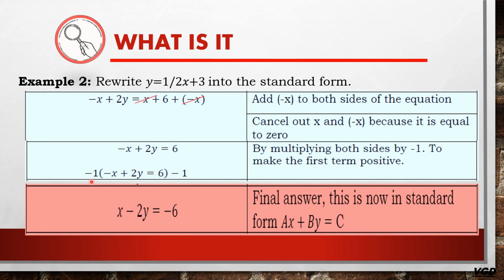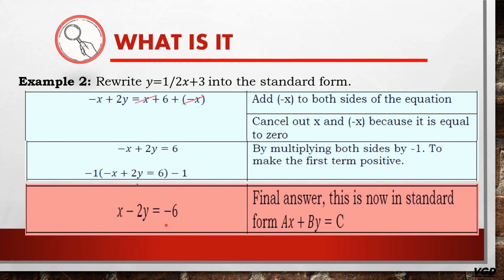As we multiply, take note of the distributive property of multiplication. Negative 1 times negative x is positive x, because a negative multiplied by a negative will always be a positive. Then, negative 1 times positive 2y becomes negative, because a negative multiplied by a positive will always be negative. And then, negative 1 times 6 is negative 6.